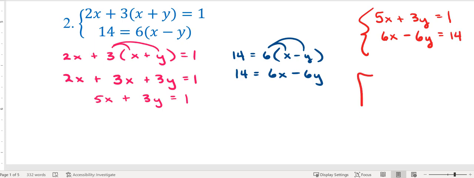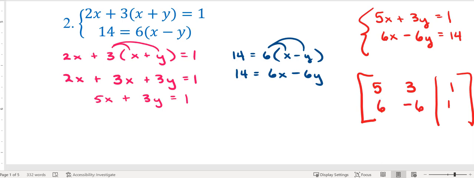So my augmented matrix will be row 1 is 5, 3, 1, and row 2 will be 6, negative 6, 14. So what's the take-home message for example number 2? You have to put it in standard form first before you can write the augmented matrix.